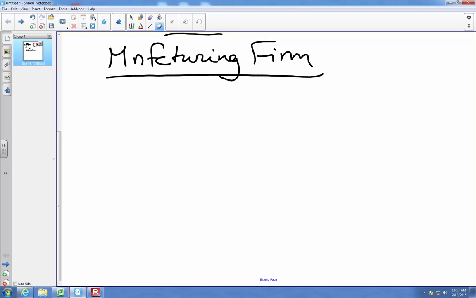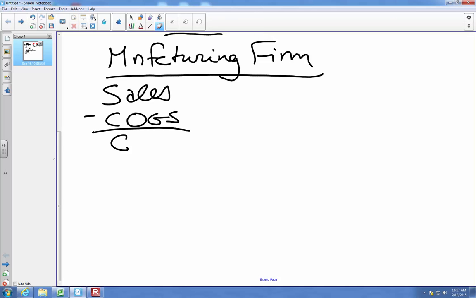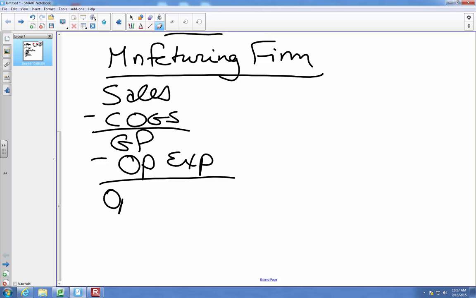Help me recreate, please, very quickly what my P&L looks like for a manufacturing firm. What's my top line? Sales minus COGS equals, everybody together, gross profit minus operating expenses gives me operating income. And then there's all that other stuff that takes you to net income, but we're not going to focus on that.